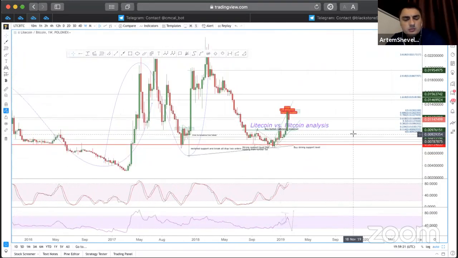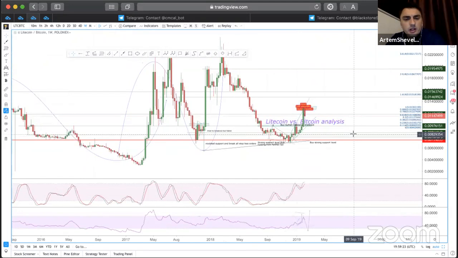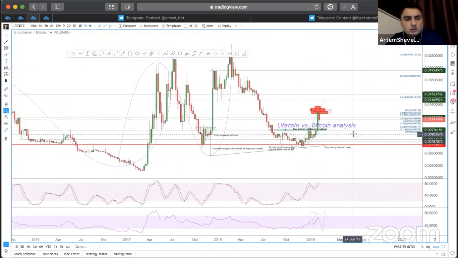Just awesome. I had this analysis posted a really long time before. So right now we just move it to 0.0130, and the next level is 0.0150, and the last one is 0.020.